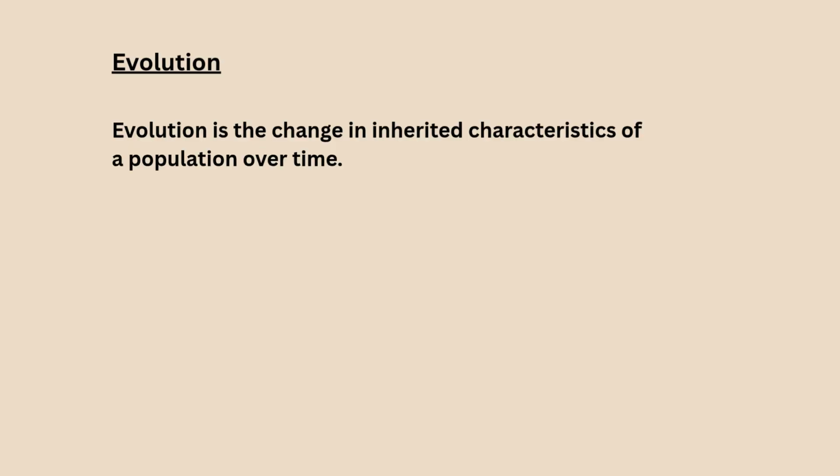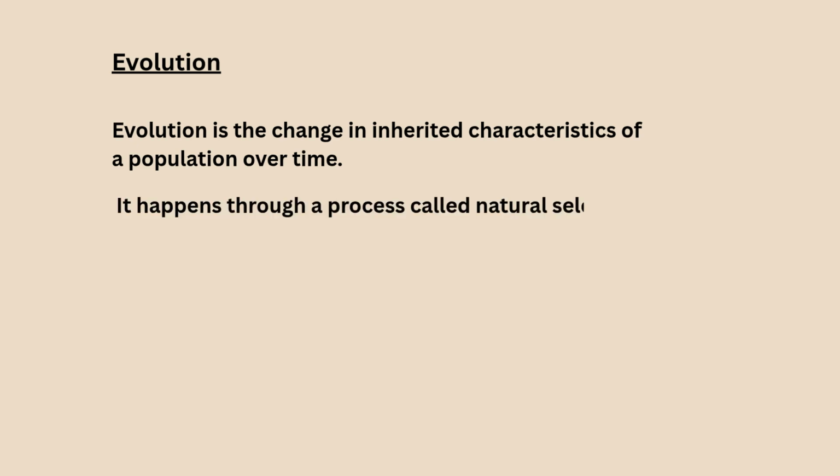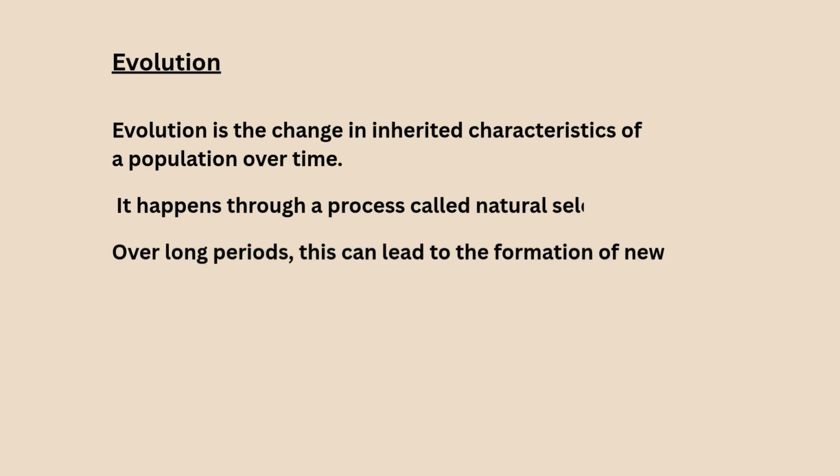Evolution is the change in inherited characteristics of a population over time. It happens through a process called natural selection. Over long periods, this can lead to the formation of a new species.